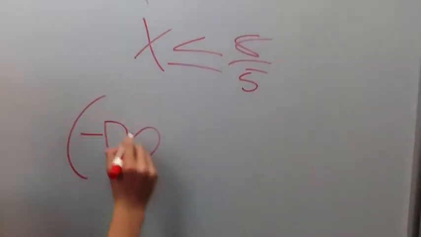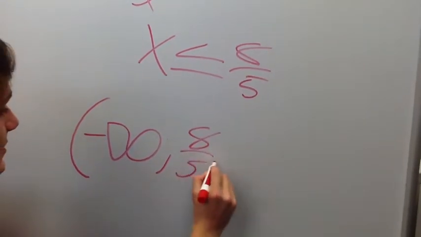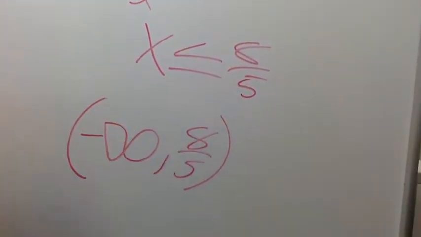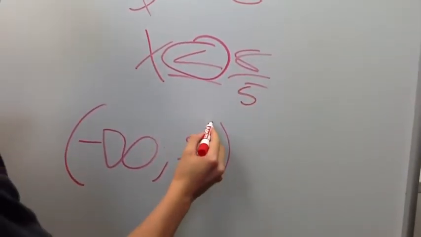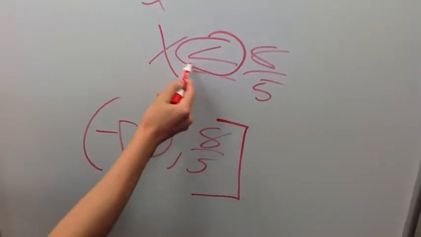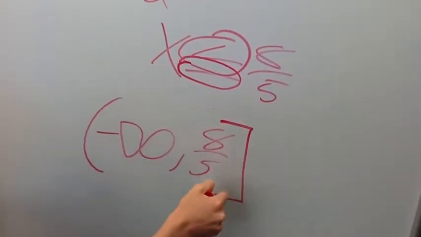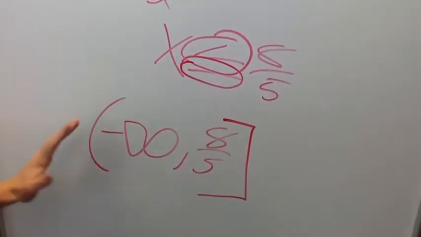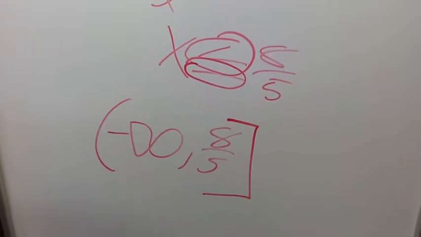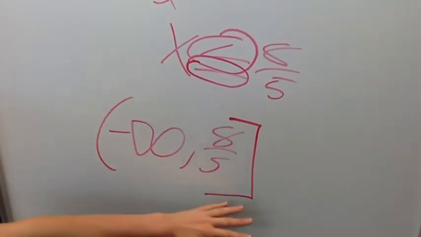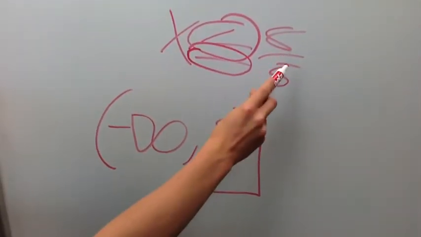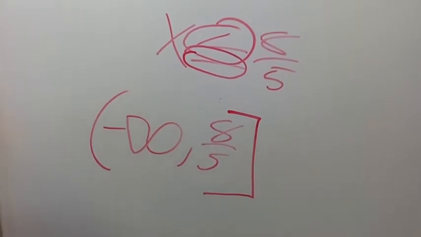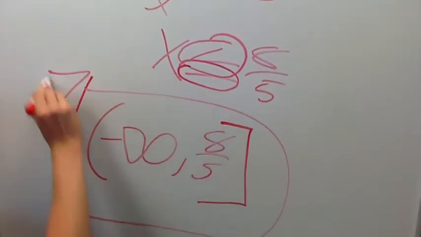And so this brings us to our answer, which is negative infinity, comma, 8 over 5. And this is because, if you look closely here, you see that x is less than or equal to 8 over 5. And then, of course, because of the equal sign, there's a bracket around 8 over 5. If it looked like parentheses earlier, that was just a trick. It was really a bracket the whole time. So our final answer is everything less than 8 over 5, including 8 over 5.